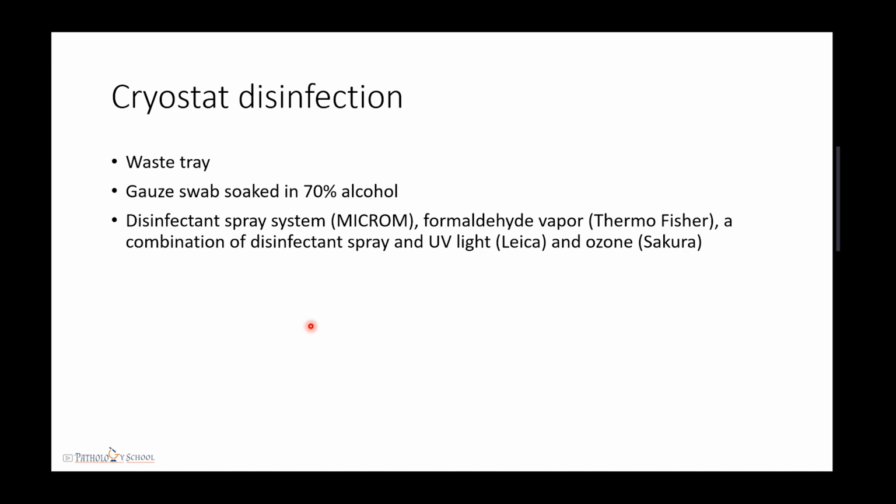Okay, so as we are using fresh and fixed specimens for frozen sectioning, or we are using the cryostat for unfixed sections, we need to see that we are properly disinfecting the cryostat after use. We should check the waste tray regularly and empty it. Then we can use a gauze piece soaked in 70% alcohol. Other disinfectants are also available, like a disinfectant spray system or formaldehyde vapor, or a combination of disinfectant spray, UV light and ozone.